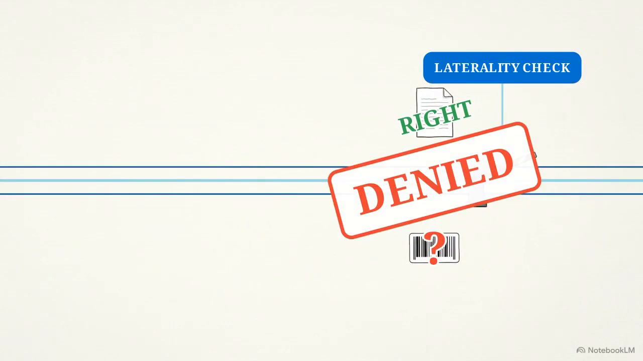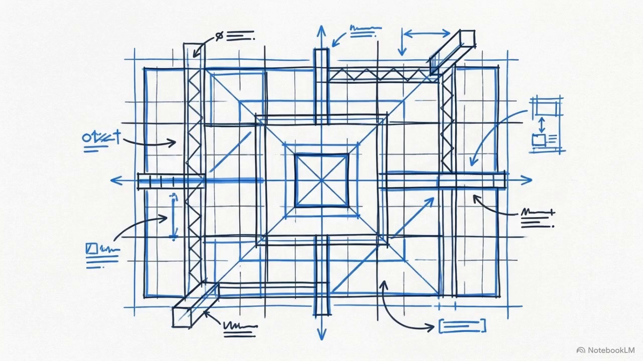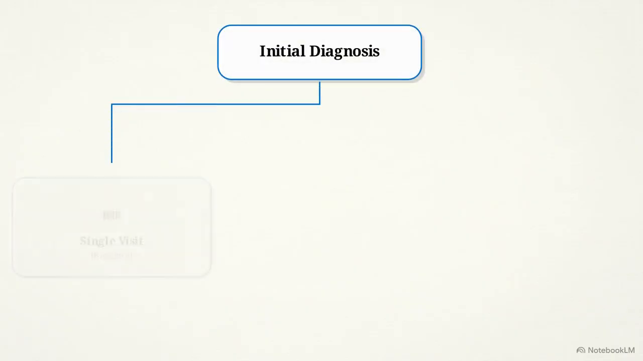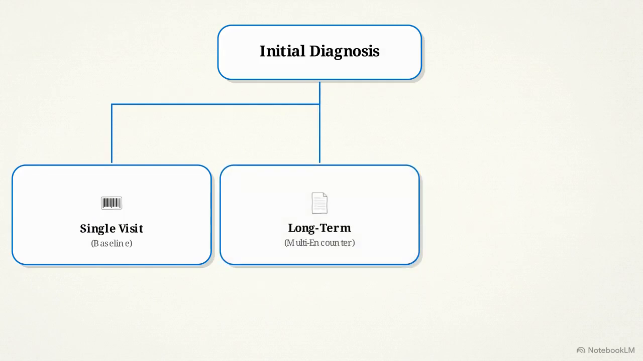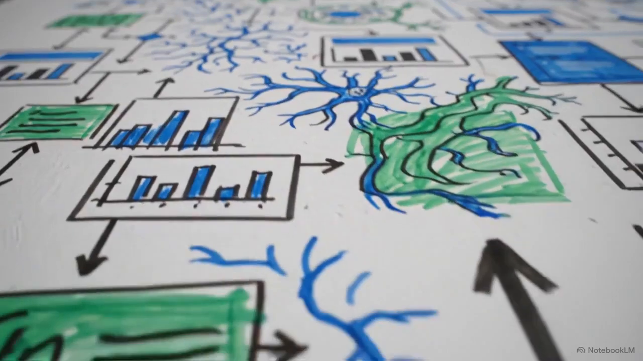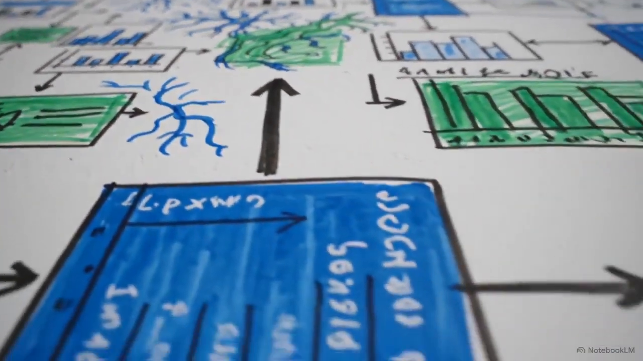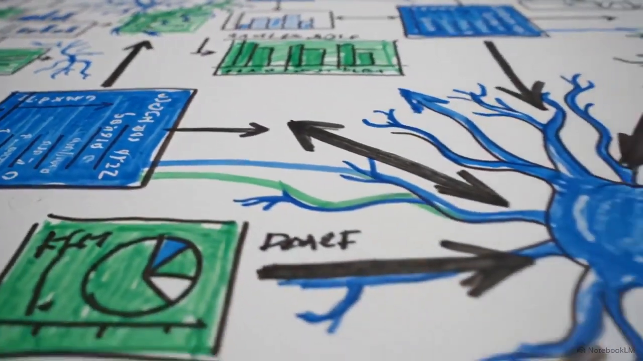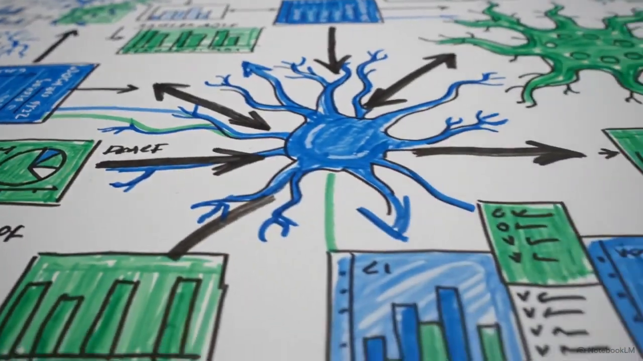driver of claim denials. To master this, we are building a decision matrix, a logical framework designed to handle single visits, long-term care, and even missing or conflicting physician notes. Precision in laterality is a mandatory requirement for translating clinical reality into the compliant data needed for healthcare reimbursement.